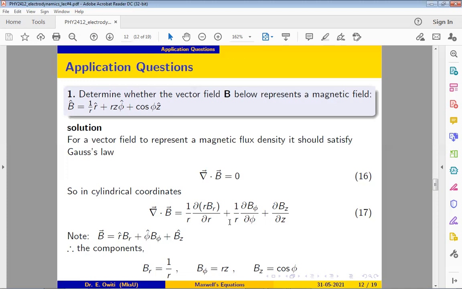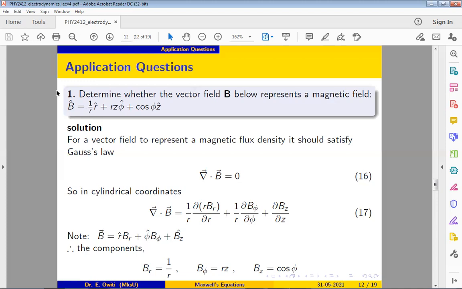So in this equation number 17, what we shall do is to substitute the values here for BR, B phi, and BZ. Once that is done, we will differentiate as per equation number 17. And if the result comes to 0, that means if equation number 16 is obeyed, or it is true, then we shall make a conclusion and say that the vector field B given represents a magnetic flux density. So it is as simple as such.